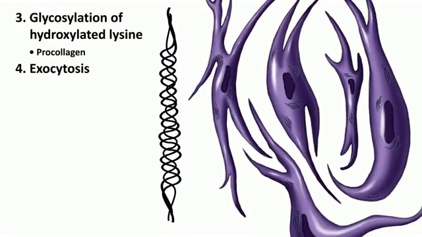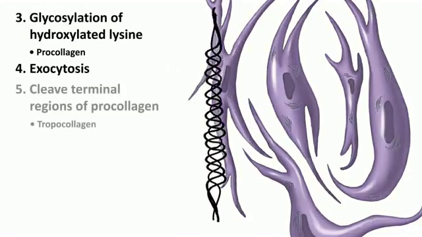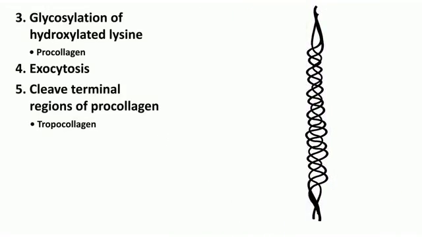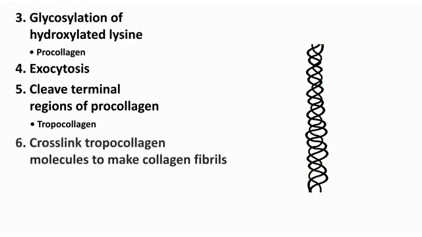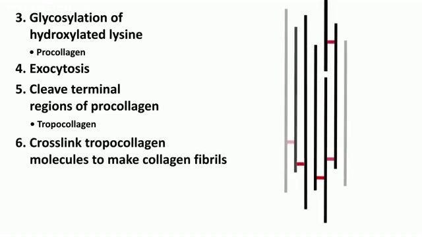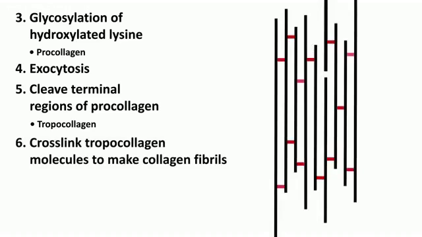The next step then is to process the procollagen into something called tropocollagen. So basically, you cleave the terminal regions of procollagen, and then you have tropocollagen. That's proteolysis, cleavage of proteins. And then finally, you cross-link a bunch of these tropocollagen molecules together to make these enormous collagen fibrils. So this is a covalent bond, a covalent cross-link between lysine on one alpha chain and hydroxylysine on the other. So you do all these cross-links, then you've got your collagen.